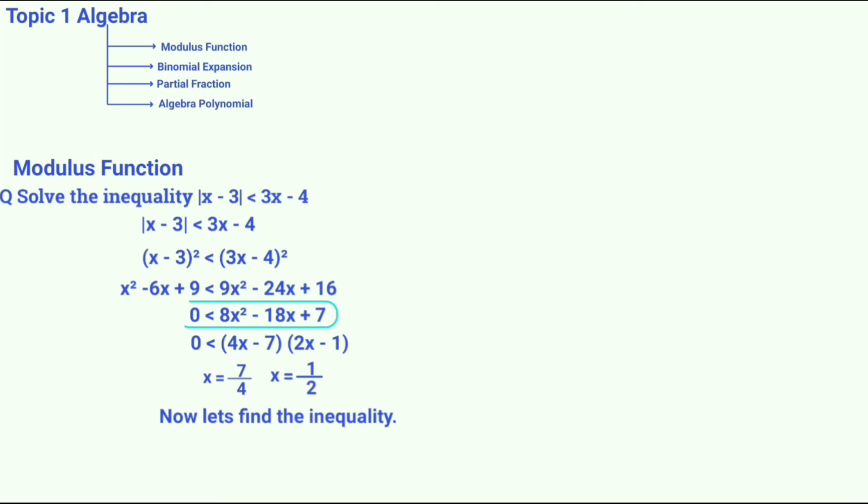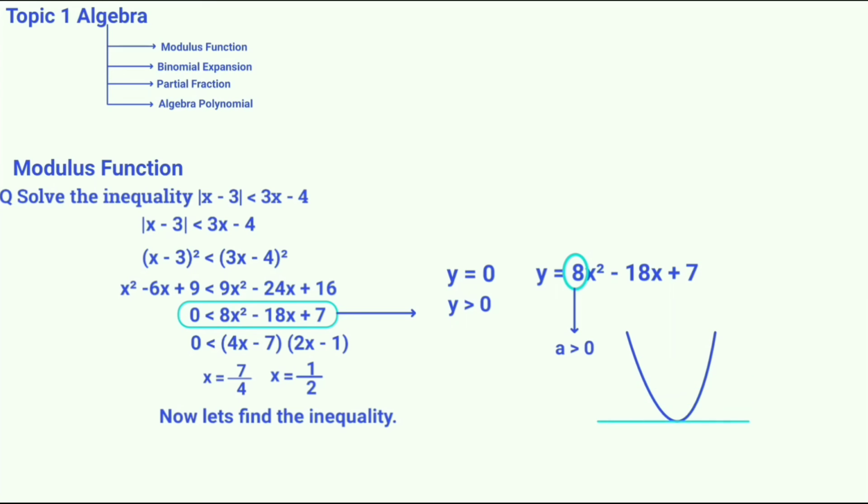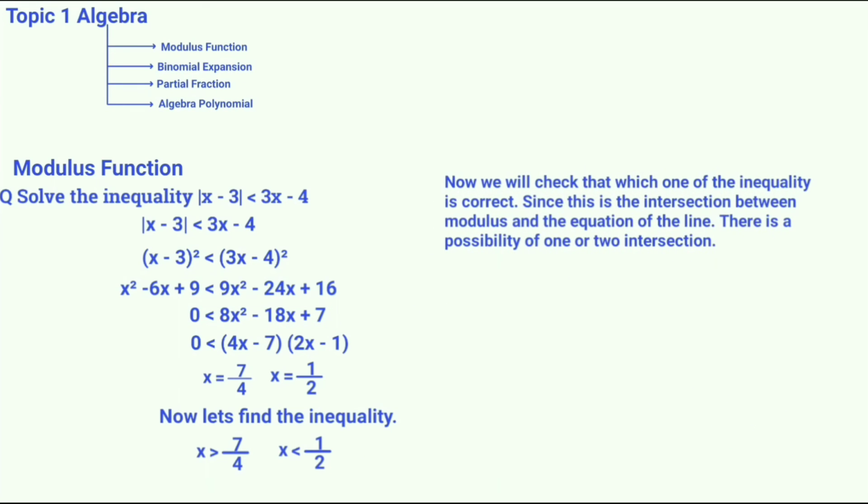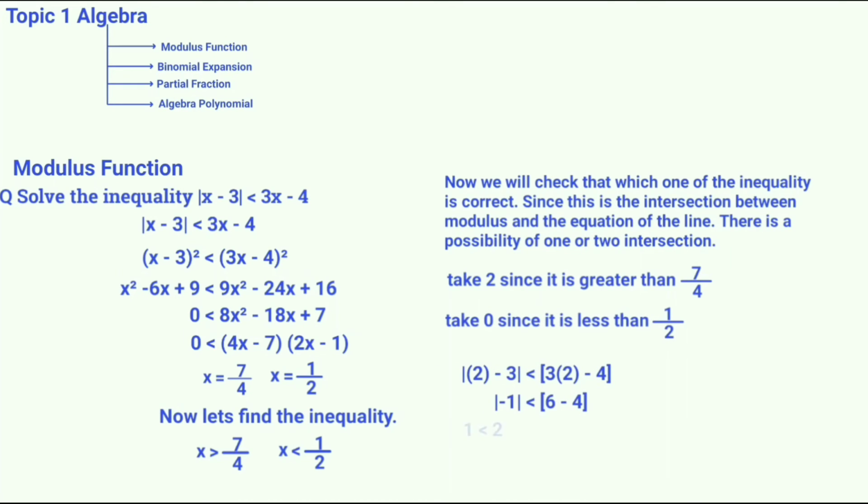Now let's find the inequality. And there you go, we have found the inequality. Now we will check which one of the inequalities is correct. Since this is the intersection between a modulus and the equation of a line, there is a possibility of 1 or 2 intersections. Take 2 since it is greater than 7 upon 4, and take 0 since it is less than 1 upon 2. Okay, we have checked, and so 7 upon 4 is the correct answer.